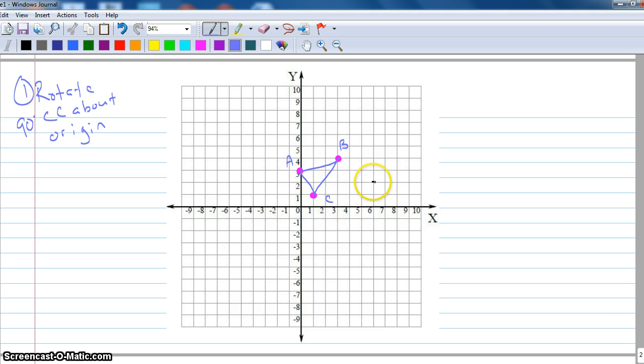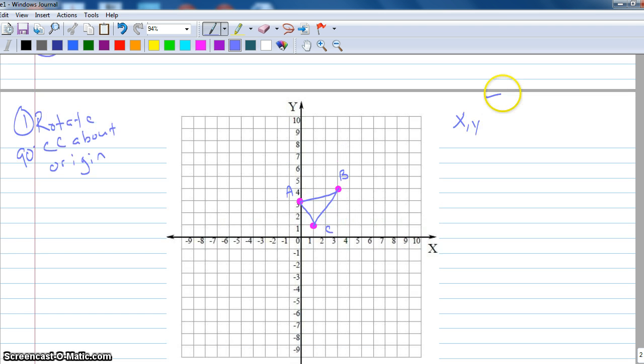Yeah, that'll do. So here's my triangle. We're going to rotate this triangle 90 degrees counterclockwise about the origin. And the rule, which you should already have in the notes, is (x, y) changes to (negative y, x). So I'm going to write all the points here, and then I'm going to start doing the work.